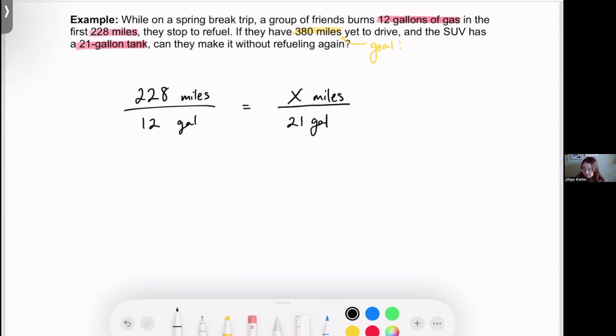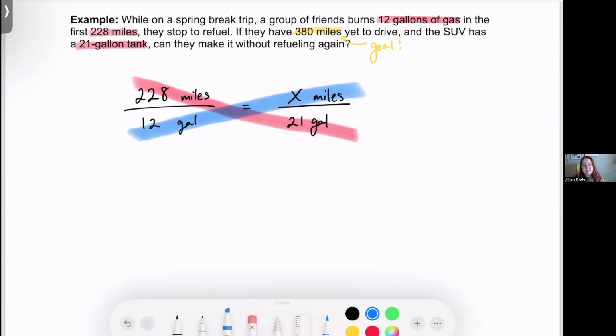Okay, so we have our proportions set up. Now we're going to cross multiply. So when we cross multiply, like we said, we go across, like I established earlier. So we do 228 miles by 21 gallons. And then we would do 12 gallons by X miles. So we multiply across. So we would get 228 miles times 21 gallons, and then we have 12 gallons by X miles.